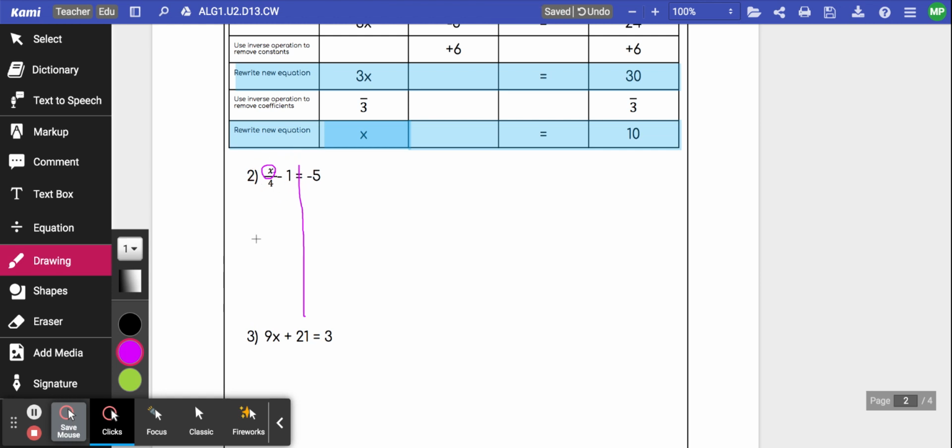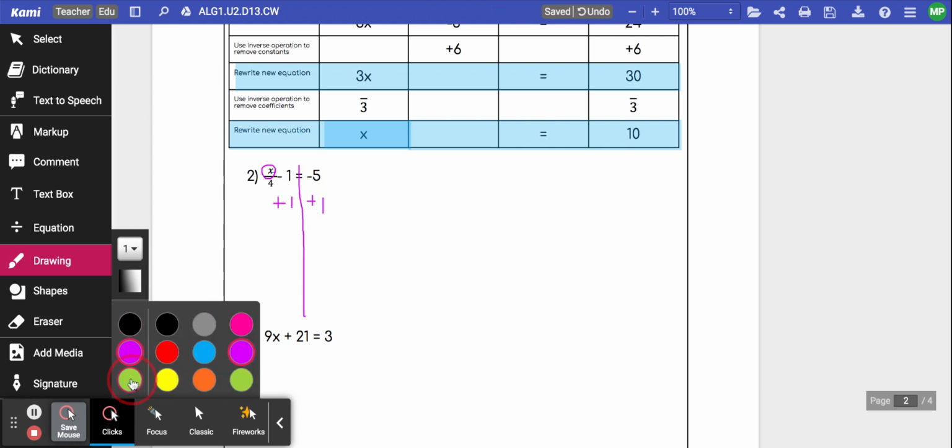My first step is going to be to eliminate a constant. My constant here is negative 1, or minus 1. And I want to turn that into a 0. I want to make a 0 pair there. So what I'm going to need to do is the inverse of subtracting 1, which is the inverse of subtraction, addition. So add 1. And whatever you do to one side, you do to the other.